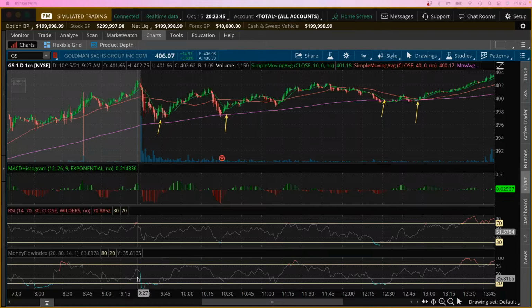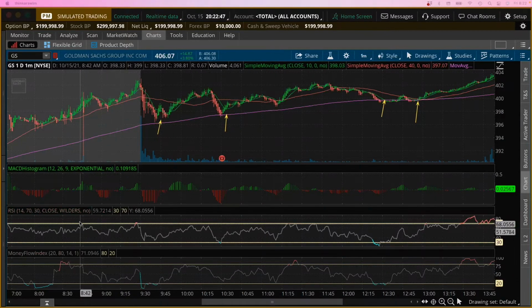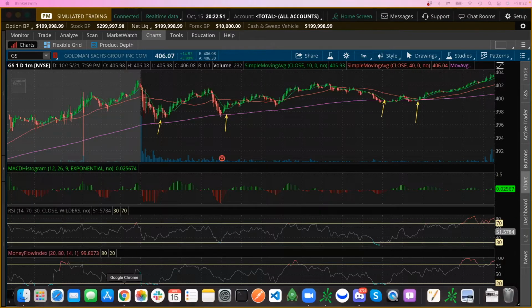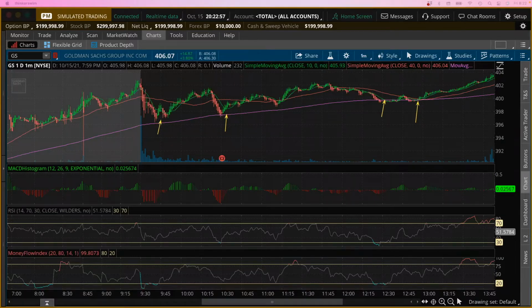Now, the difference between the relative strength index and the money flow index is the fact that the relative strength index primarily measures price, while the money flow index does the same thing, but it takes volume into account.